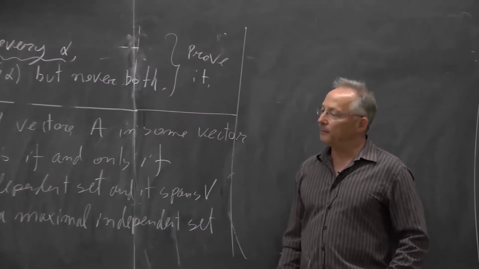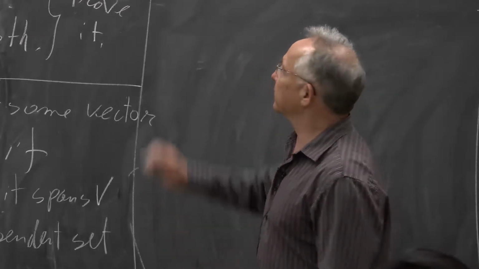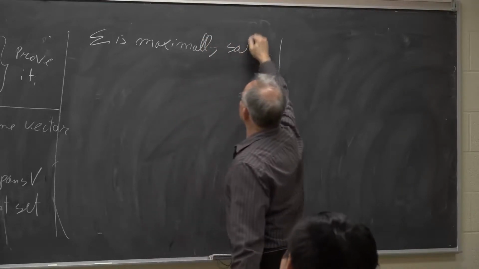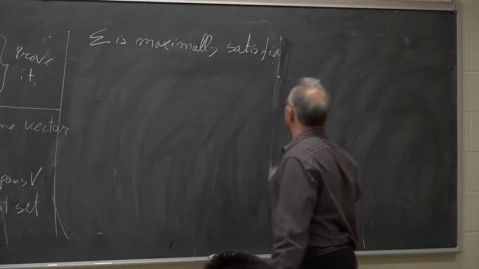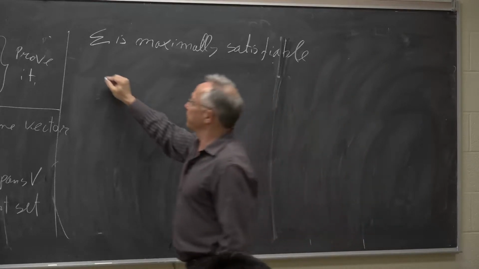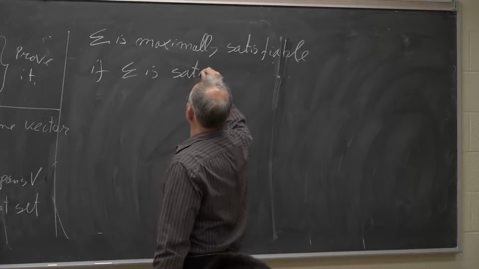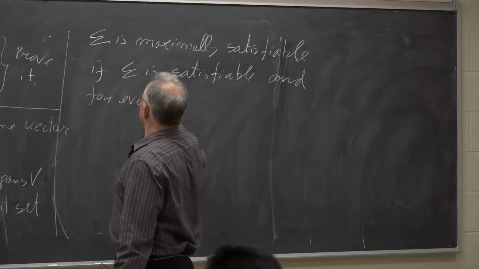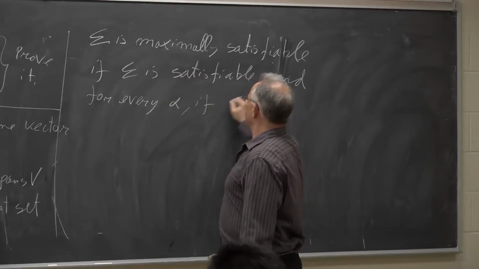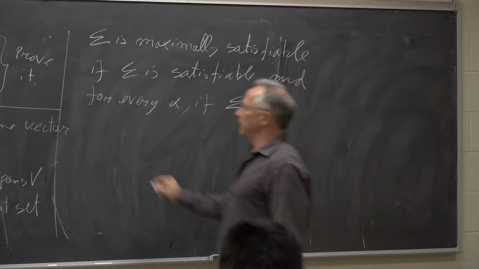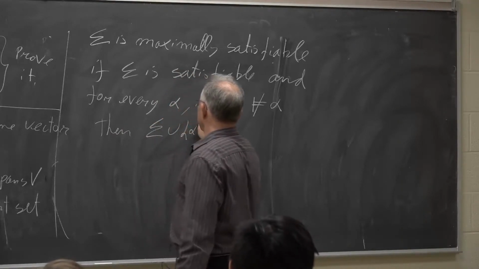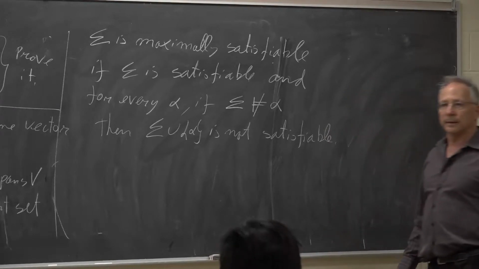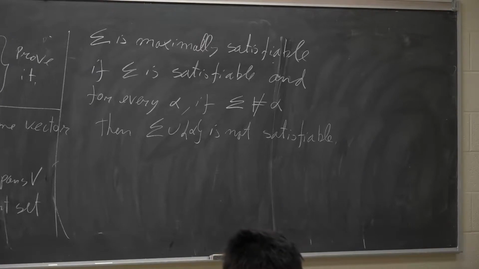So what do I mean here by being maximally independent? So let us say that sigma is maximally satisfiable if sigma is satisfiable and for every alpha, if sigma does not logically imply alpha, then sigma union alpha is not satisfiable. So if I want to add something to it, I will get inconsistency.